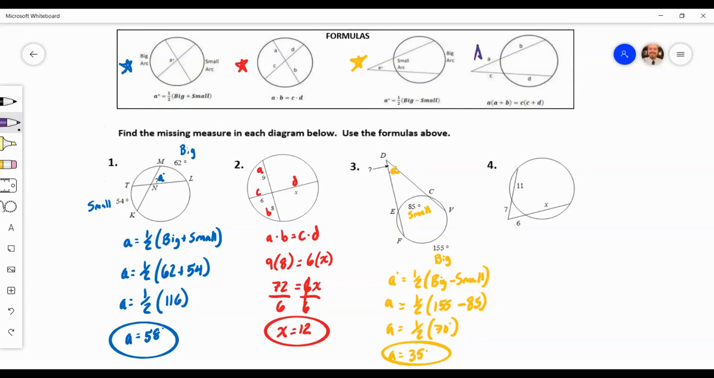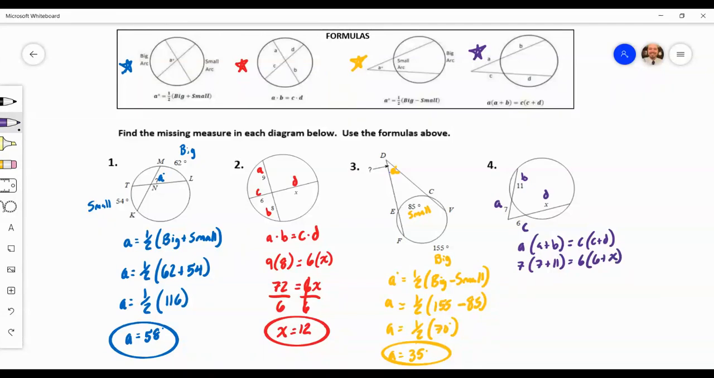Our final example will utilize our final formula, finding the lengths of segments formed by two intersecting secant lines. We'll call 7 A and 11 B, and we'll call 6 C and X D. Now our formula is that A times A plus B will equal C times C plus D. We'll substitute our values in now. 7 times 7 plus 11 will equal 6 times 6 plus X.